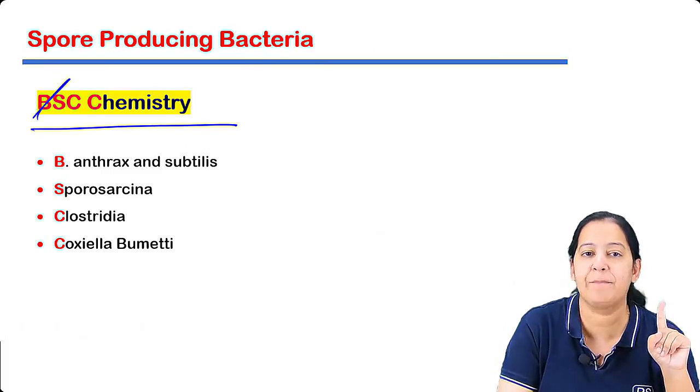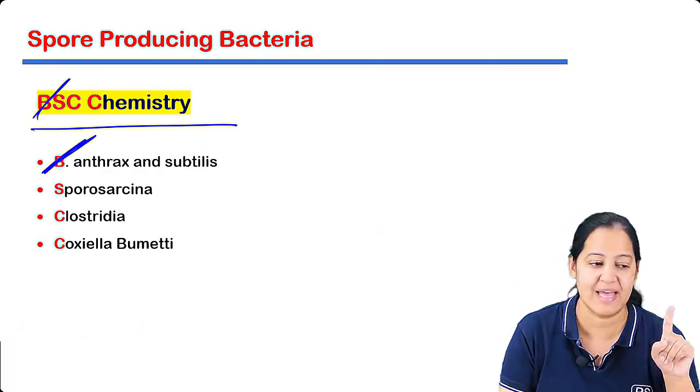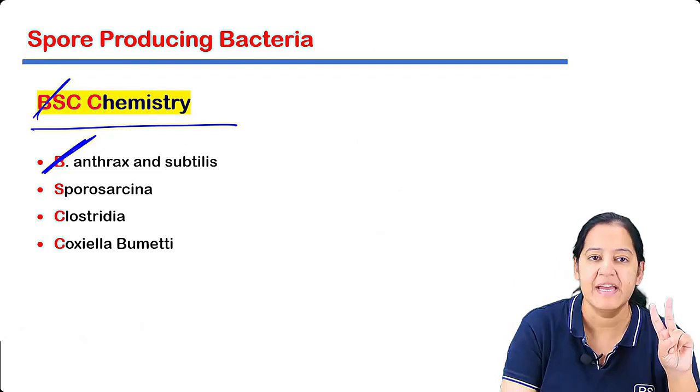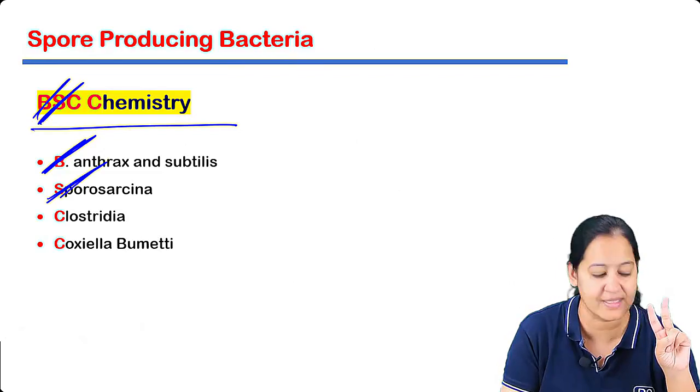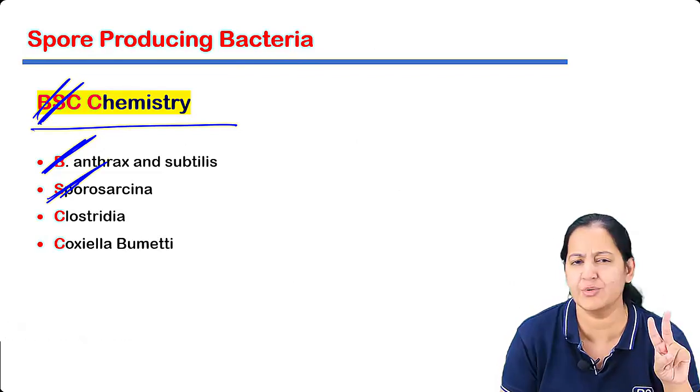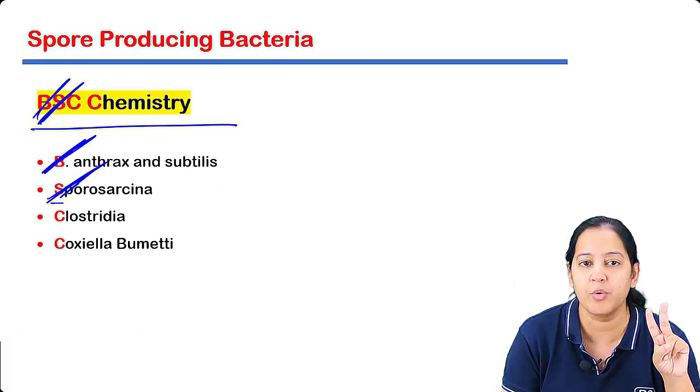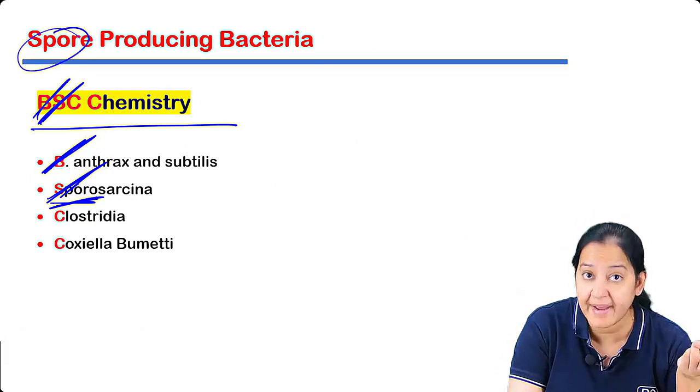B stands for Bacillus anthracis and Bacillus subtilis. Okay? S stands for Sporosarcina. It's a rare bacteria. I will not teach you this bacteria. Look, in the name itself there is sporo, so it will form the spore.